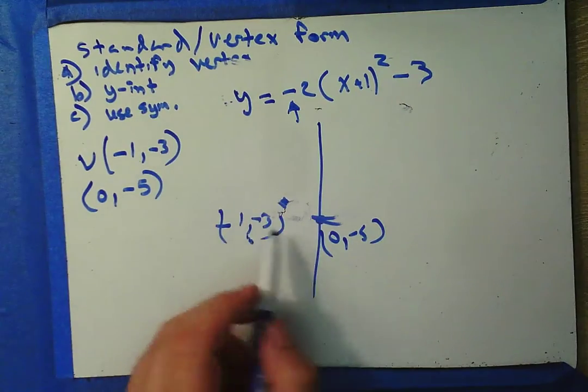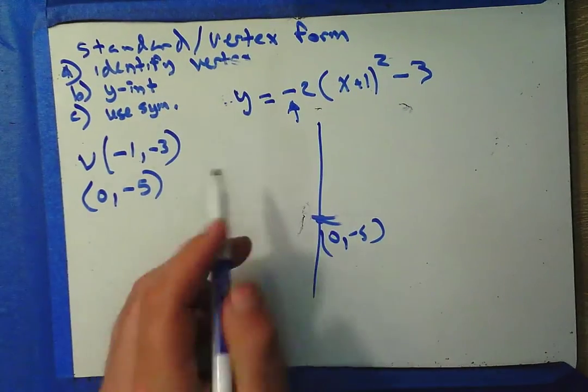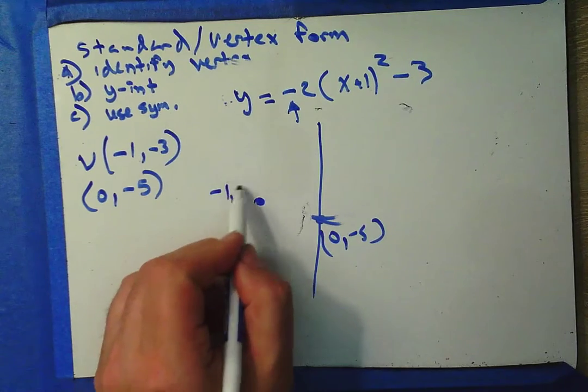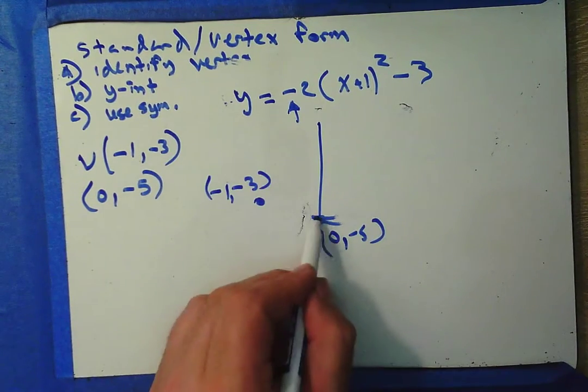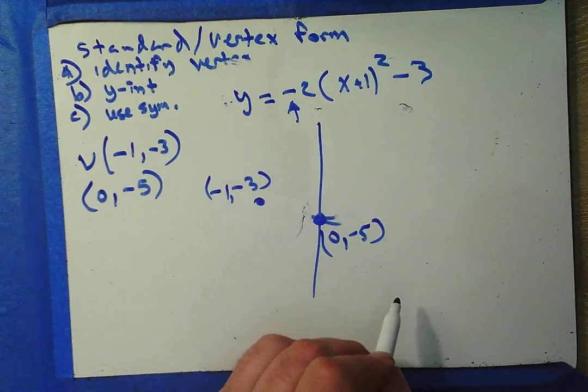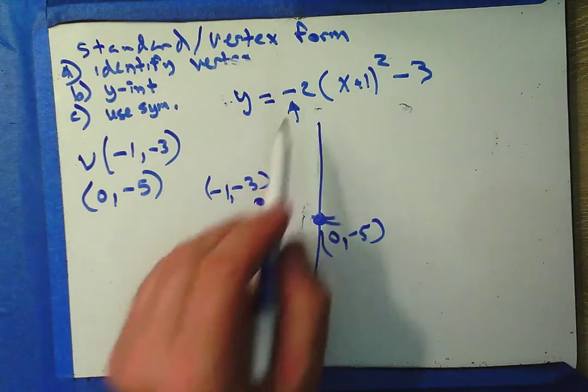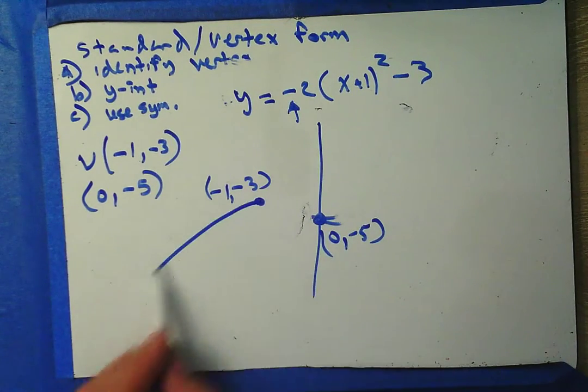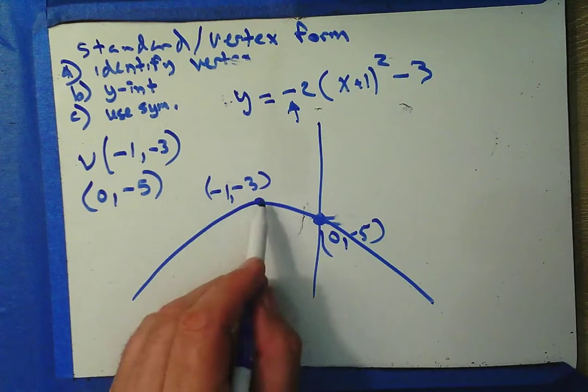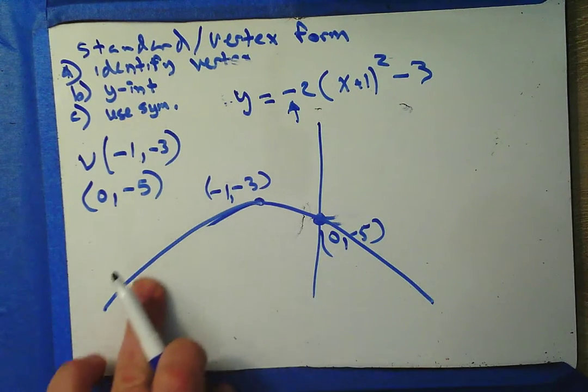We've got this point here called the vertex at negative 1, negative 3. And we've got this point here at 0, negative 5. And we know our parabola points down. Our parabola goes down from the vertex.